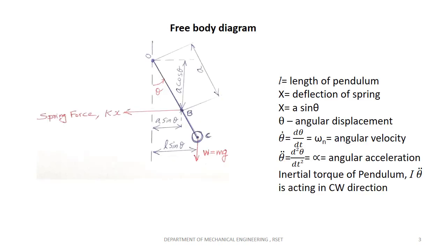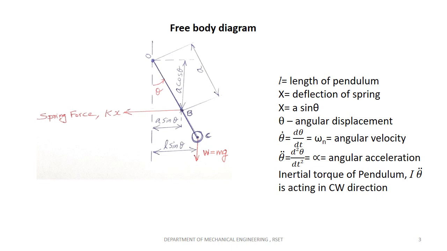So this is the free body diagram for the system which is given in the problem. I am giving a displacement, an angular displacement, in the counterclockwise direction for the pendulum. You can give the displacement either in counterclockwise or in clockwise direction. That's up to you, because initially we need to give a displacement for the system to start its free vibration. So in this problem I have given a counterclockwise angular displacement.